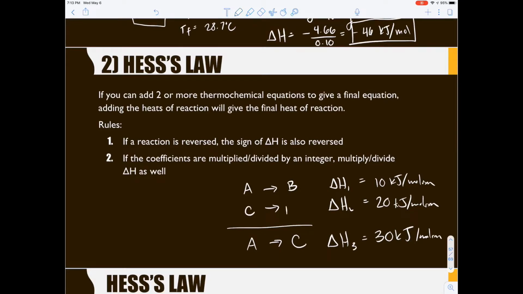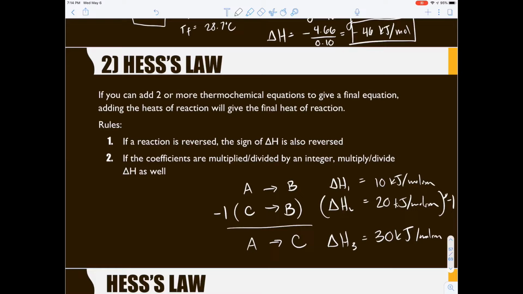This can be a little trickier sometimes if you have something like C goes to B, and then these equations don't add the way that you want them to. So in order to get them to work the way you want them to, sometimes you have to flip them and do the opposite reaction, like reverse it. And when you do that, you have to modify the value of delta H. You have to multiply it by -1.